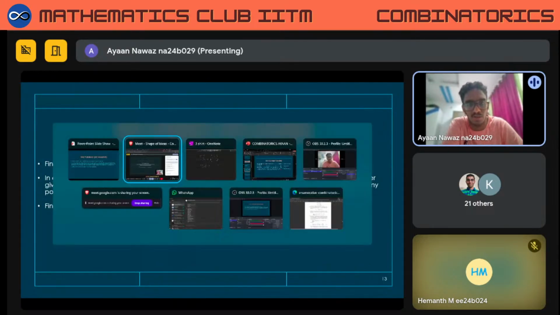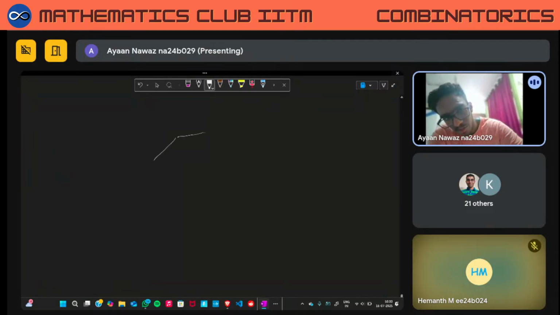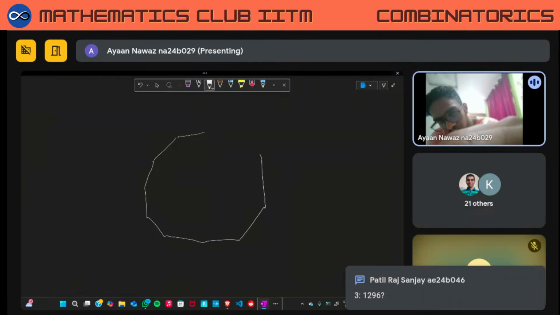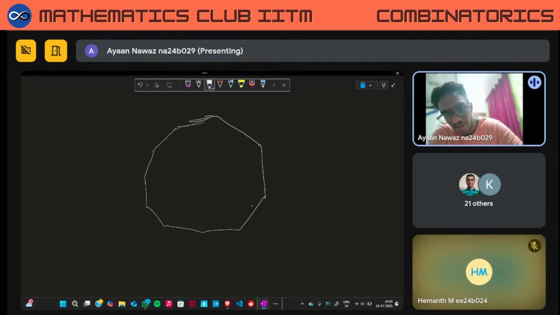Okay, the first one we'll do first. So a polygon of 10 sides, right? 1, 2, 3, 4, 5, 6, 7, 8, 9, 10. It does not look nice, but it's a 10-sided polygon. We have 1, 2, 3, 4, 5, 6, 7, 8, 9, 10 sides. Yeah. So we'll name the vertices first. So A, B, C, D, E, F, G, H, I, and J, right?